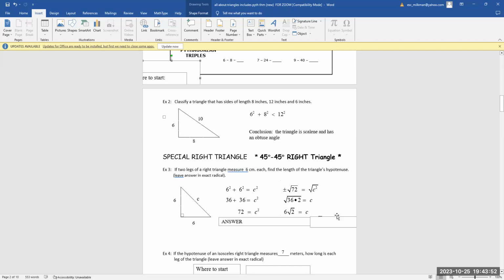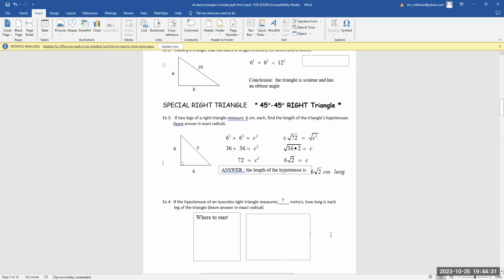If you'd like to stop the video if I'm going too fast, you can go ahead and rewind this if you want. So my answer is, well, what's it asking me to find? Find the length of the triangle's hypotenuse. So my answer is the length of the hypotenuse is 6 radical 2 centimeters long. Remember, my original problem was in centimeters, and so I've got 6 radical 2 centimeters.